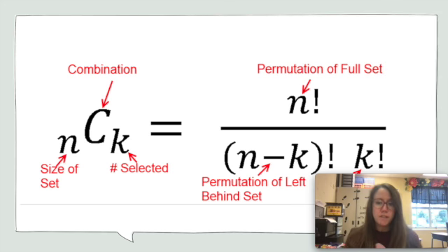Okay, so there is a fancy formula for it, just like there was for permutation. And just like for permutation, I'm going to show you the formula and how it works. And then I will also show you probably your preferred method, which would be typing it in Desmos.